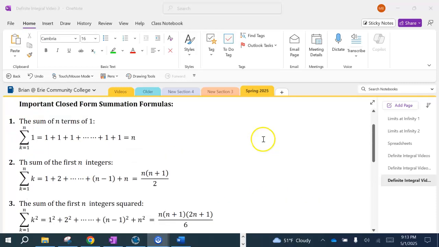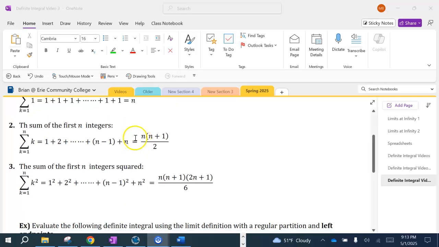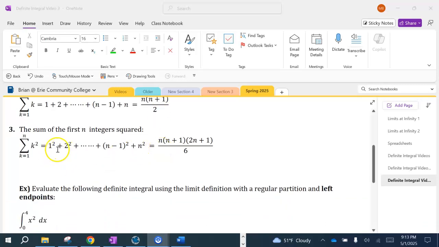Just a quick reminder, we're going to need to use some of these closed form summation formulas that we saw in the previous recording. If you add up n ones, you get n. If you add up the sum of the first n integers, you get n times n plus 1 divided by 2. If you add up the sum of the first n integers squared, and if you didn't use it in the last video, we are going to use it in this one, you get n times n plus 1 times 2n plus 1 divided by 6.